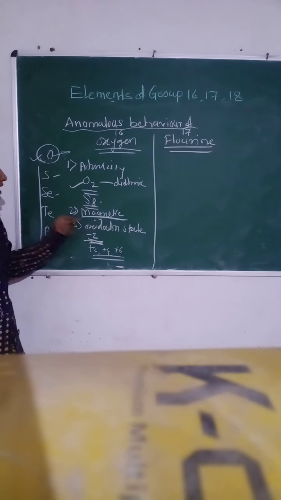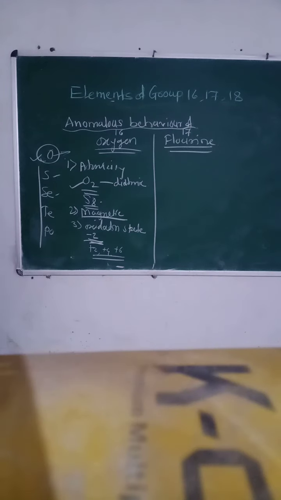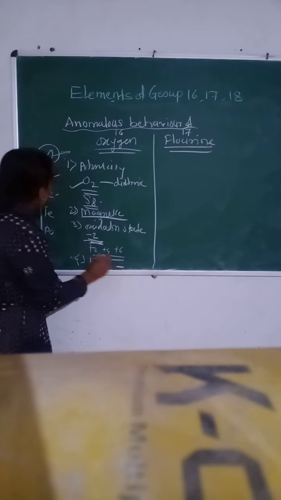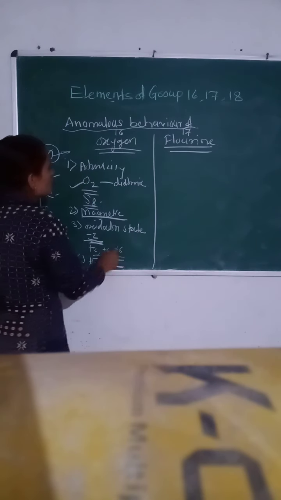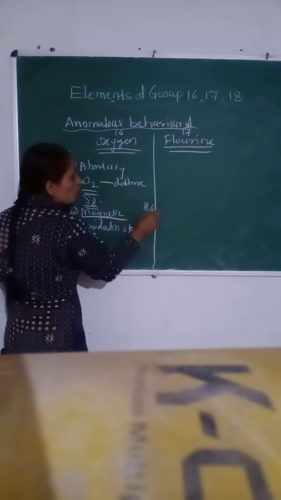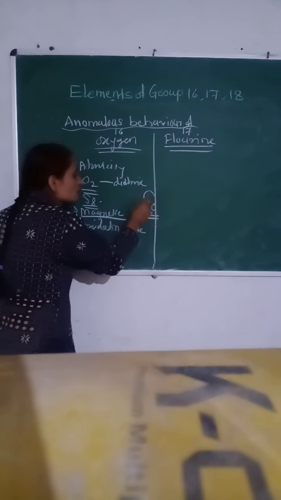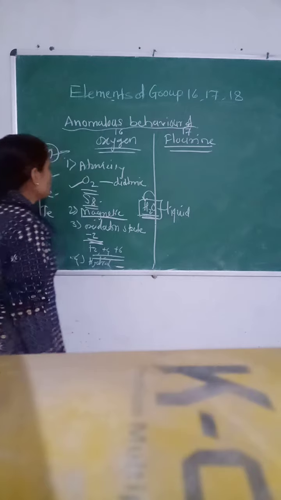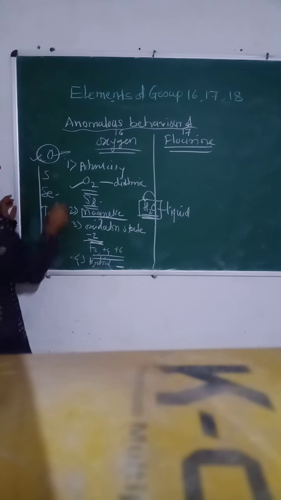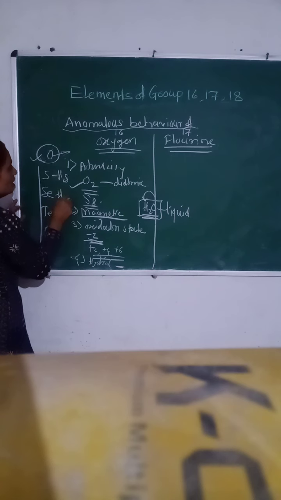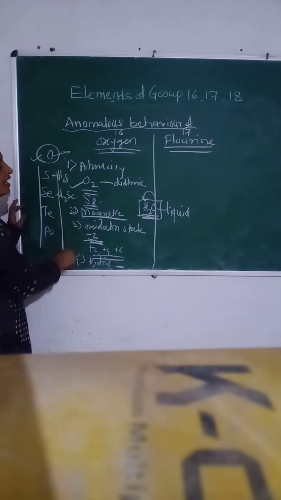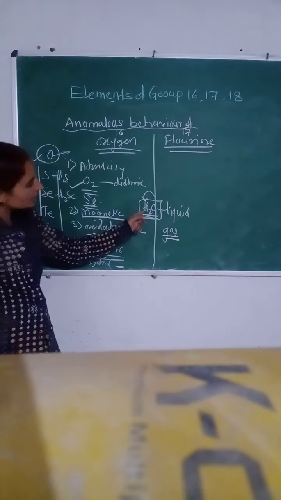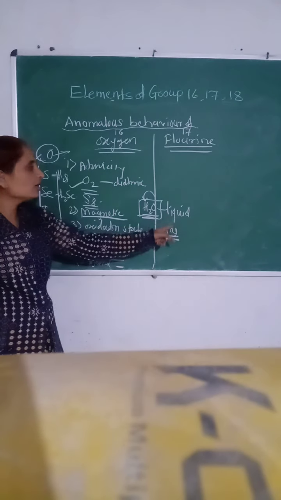Besides atomicity, magnetic property, oxidation state, another property is hydrides, meaning the hydrides they form. First, the hydride of oxygen. Hydrogen bonding is present. The hydride of oxygen is H2O, which is water, and its phase is liquid. But the other hydrides, sulfur's H2S and selenium's H2Se, are in the gas phase. But oxygen hydride is in the liquid phase.